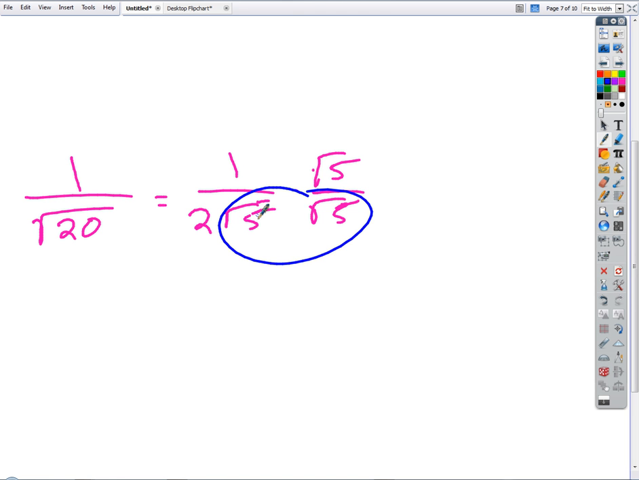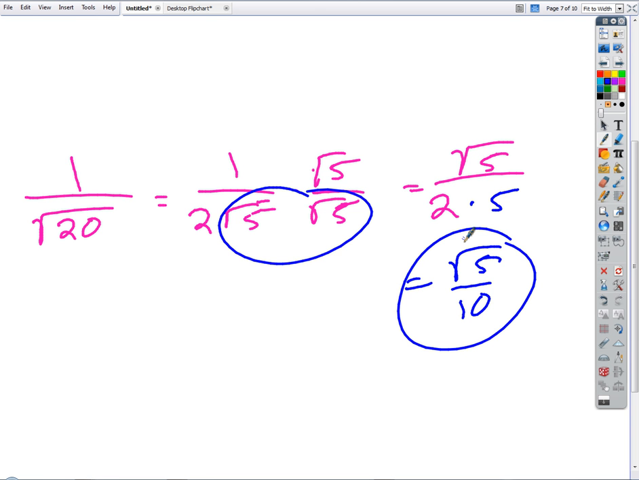So we end up with the square root of 5 over 2 times 5, which is just the square root of 5 over 10. And that would have been our answer, right? Kind of a pain to do, but that's something we had to do in chapter 5.